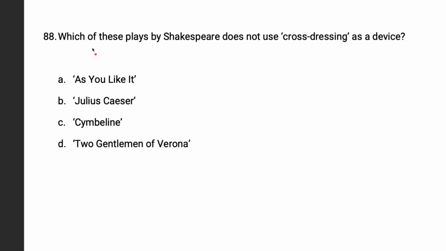Next question, which of these plays by Shakespeare does not use cross-dressing as a device? Was it As You Like It, Julius Caesar, Cymbeline, Two Gentlemen of Verona? And the correct answer is Julius Caesar. Julius Caesar did not use the device of transvestite or cross-dressing. The rest of these three plays, they used this cross-dressing device.